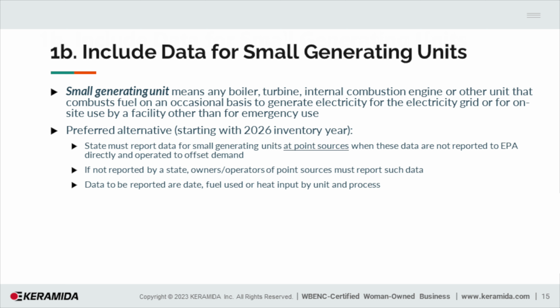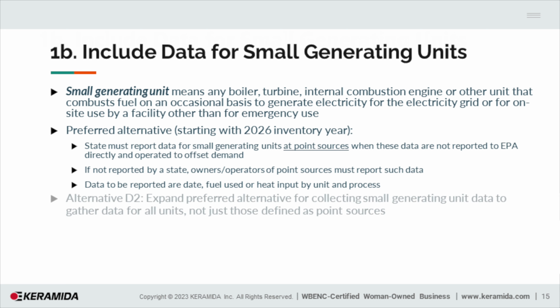The preferred alternative is for the state to report the data for small generating units when they're not directly reported due to offset and demand. If it's not reported by the state, then the owner or operator is going to be required to submit the report and provide that data. The information you're going to provide is pretty simple. It's going to be the date that it was used, the fuel that was used, and the heat input by the generator or turbine that you're using.